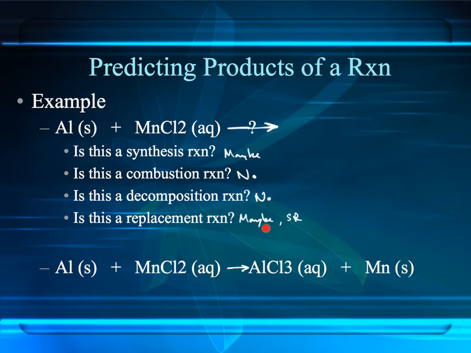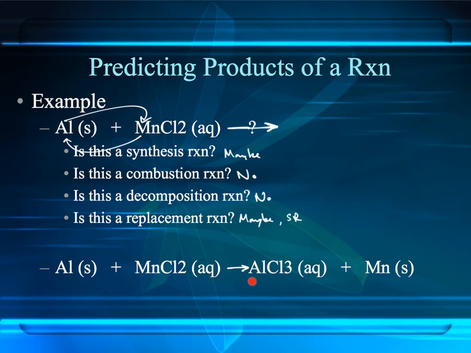This is definitely the more likely scenario, that we have a replacement reaction going on. In which case, all you need to do is go back to your table of relative reactivities from the previous section, from section 1, to see, is aluminum higher up than manganese on that chart? Turns out it is, and so in that case, aluminum will replace the manganese, and the manganese will become the element. So down below we see that reaction happening.